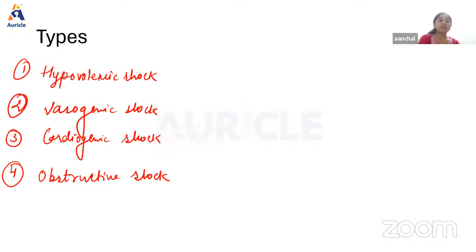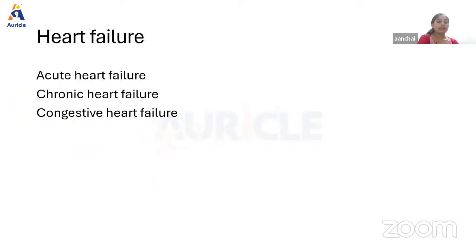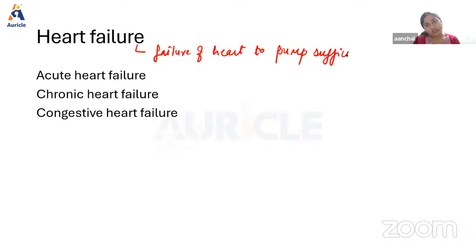So what kind of obstructions are there? Like if a tumor is there, or obstruction of blood vessels in the lungs due to embolism or any other condition. Then another thing we have is heart failure. So what is heart failure? Heart failure is the condition in which the heart loses the ability to pump a sufficient amount of blood.